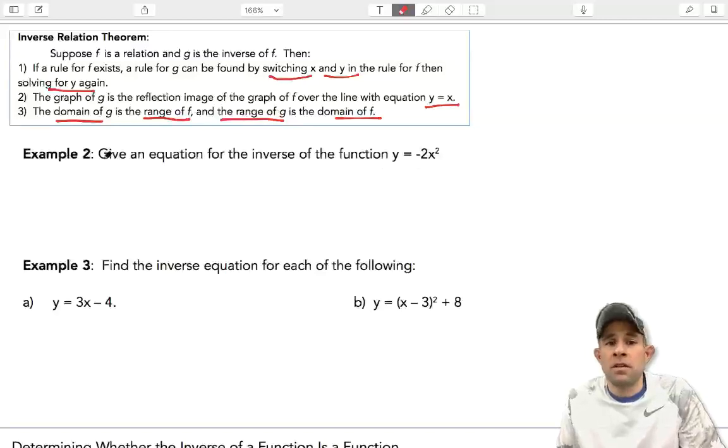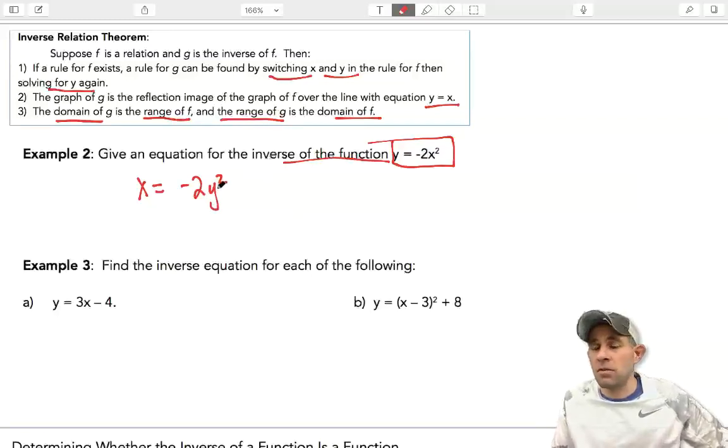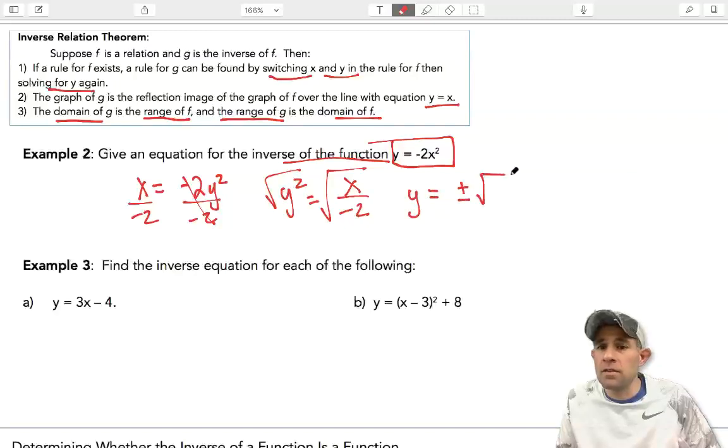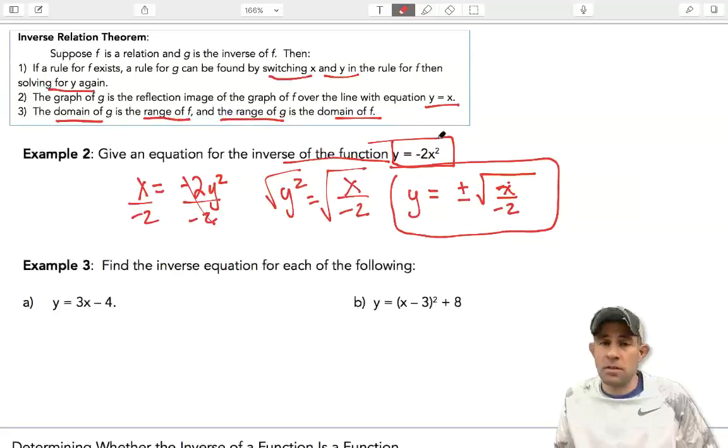All right, so in example 2, we want to find the inverse function for this function y equals -2x squared. So we're going to follow step 1 here, which says to simply switch the x and the y. So I have x equals -2y squared, and then we're going to solve for y again. So remember inverse order of operations to get y by itself. We're going to divide both sides by -2, and now we have y squared equals x over -2. And to undo the square, we have to take the square root. Now when we take the square root, we again will allow for both the positive and negative square roots of x over -2. So we say that y equals positive and negative square root of x over -2 is the inverse function of y equals -2x squared.